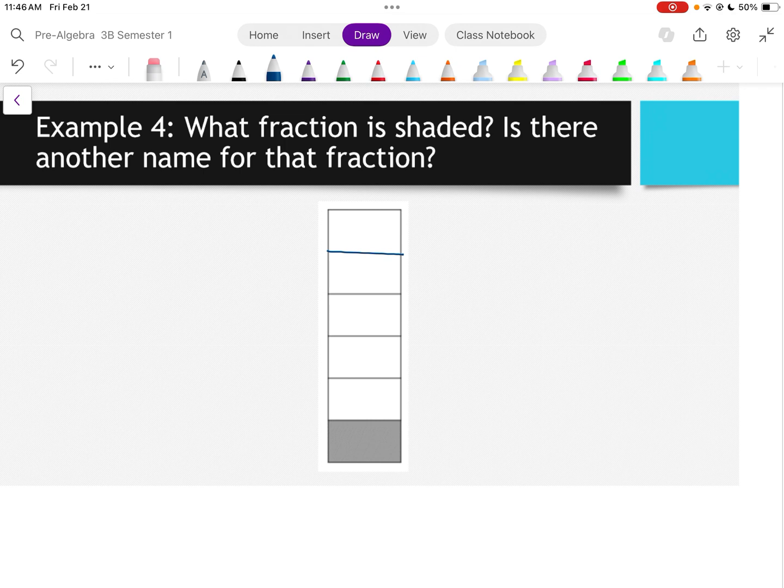So if we make our equal parts, we would have 1, 2, 3, 4, 5, 6. So our denominator is 6, and our top number would be 1.